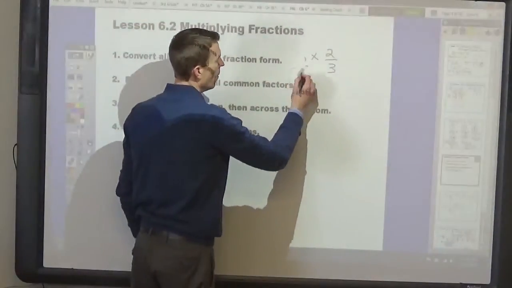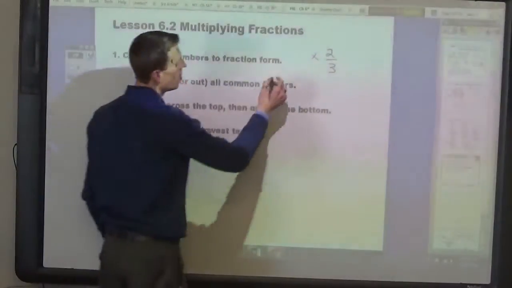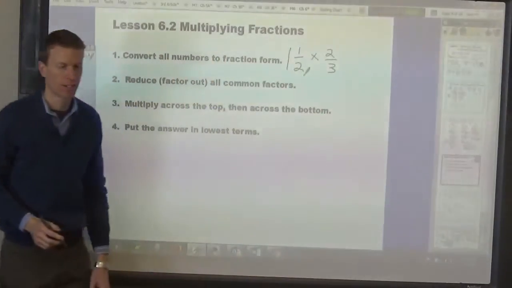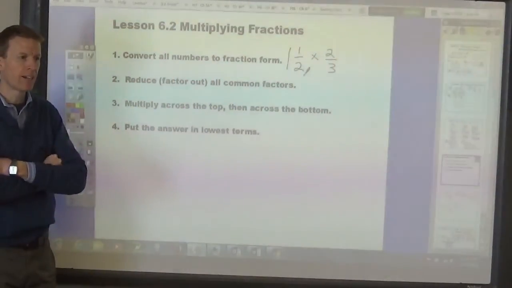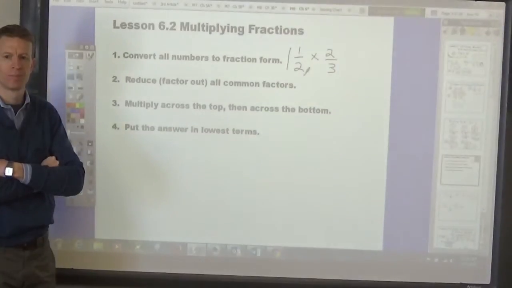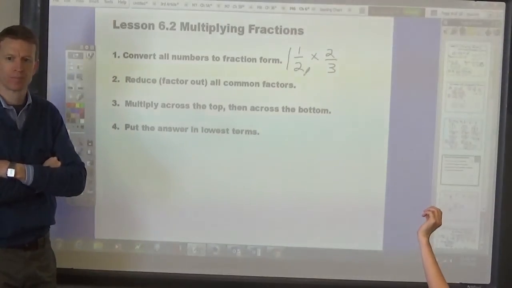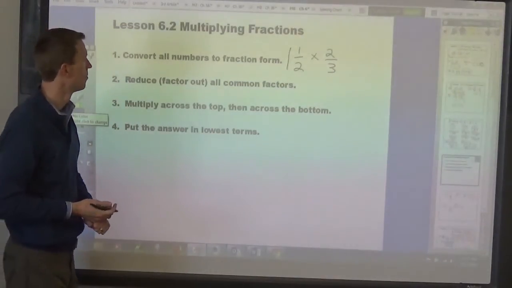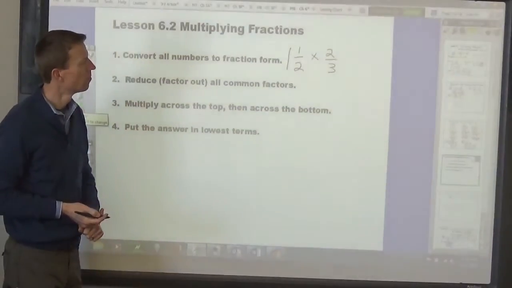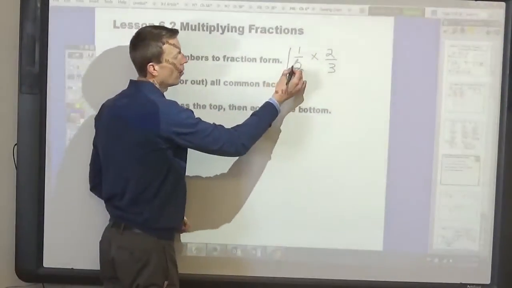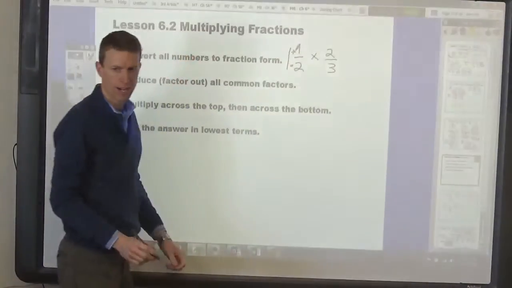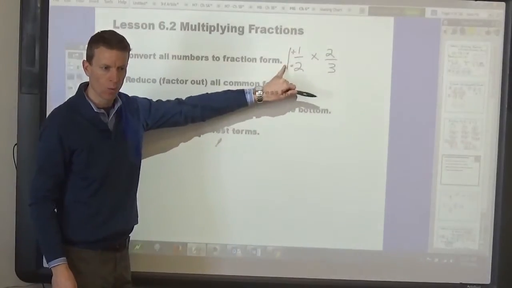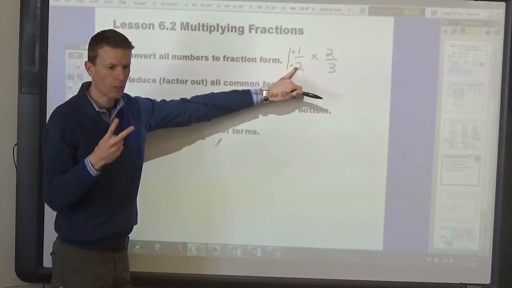Write this one down. What if it was 1 1/2 times 2/3? How would you write that in fraction form? Bennett? So don't you add the number of the denominator to the number on top? Well, yeah, we convert this to a top-heavy fraction, right? Yep. So we do the whole number times the denominator. So 1 times 2 is 2.